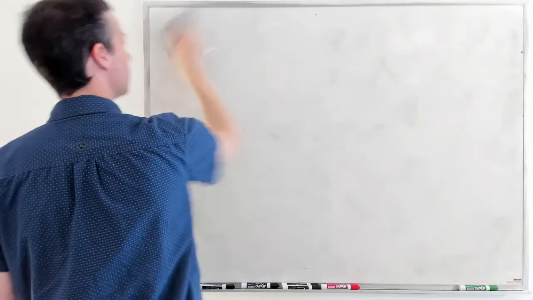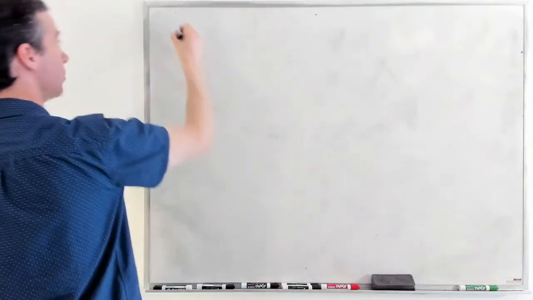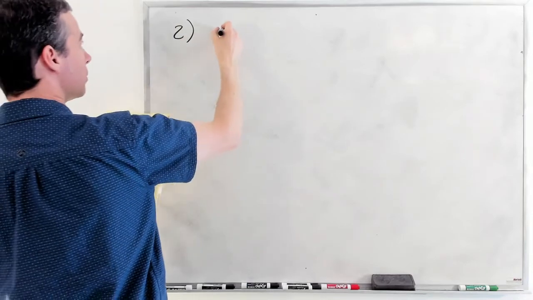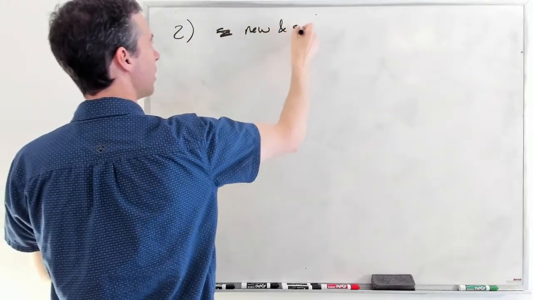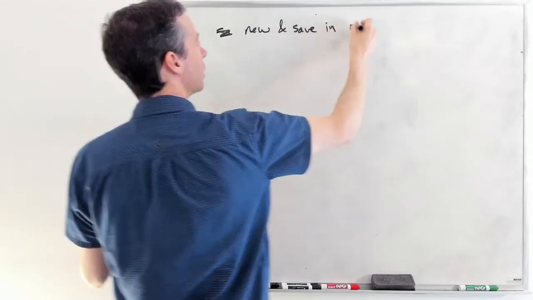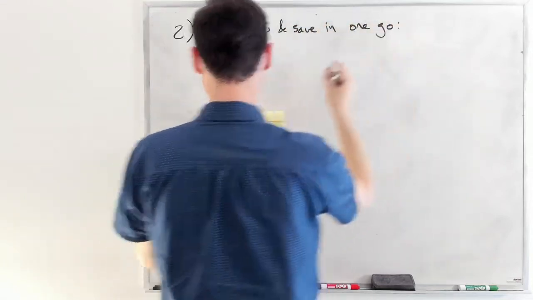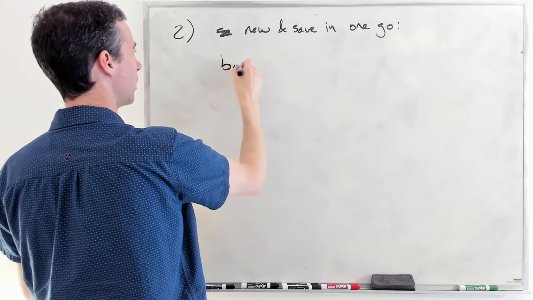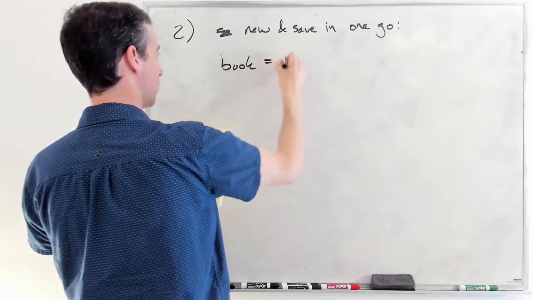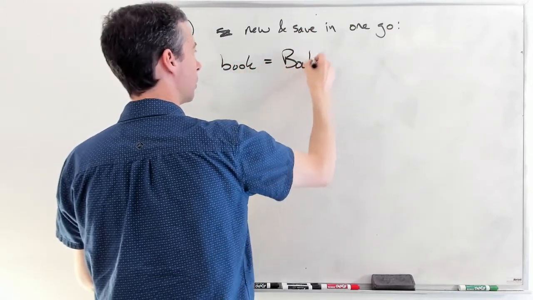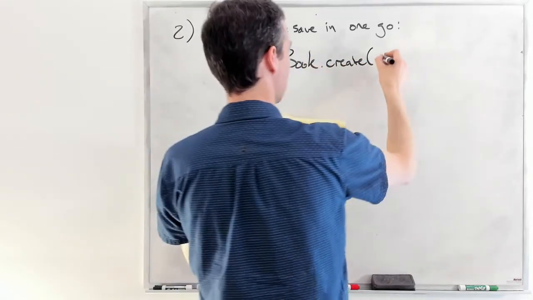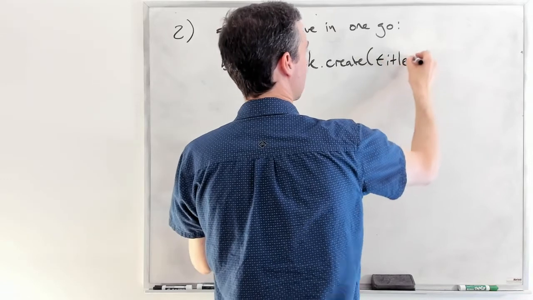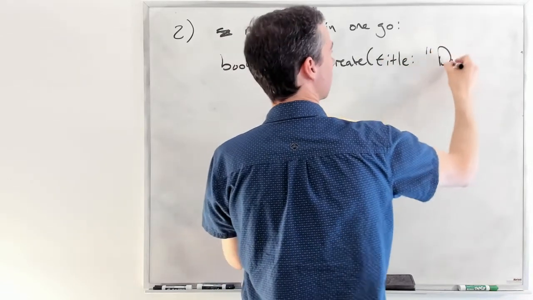You can also do new and save in one go. That's easy. You call create, book is equal to Book.create, and we give it title Dune.